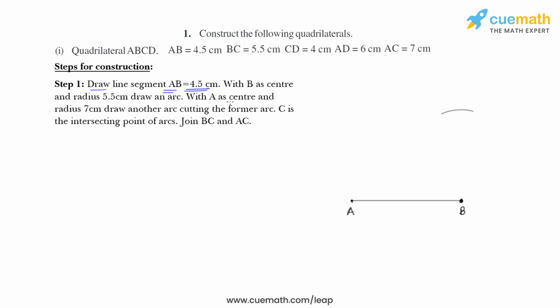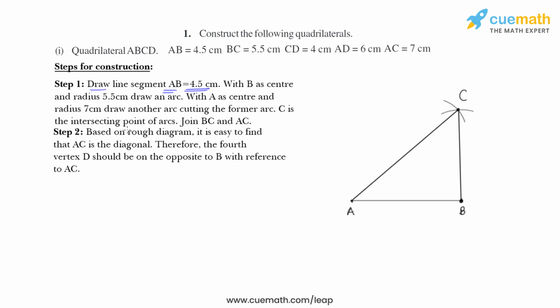Then with A as center and a radius of 7 centimeters, because AC is 7 centimeters, we draw an arc like this. The intersecting point is point C. This point is point C. So now join BC and AC. That will give us the triangle ABC. So join AC, then join BC. So this is triangle ABC.